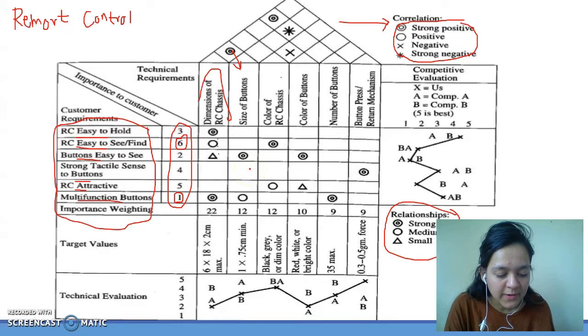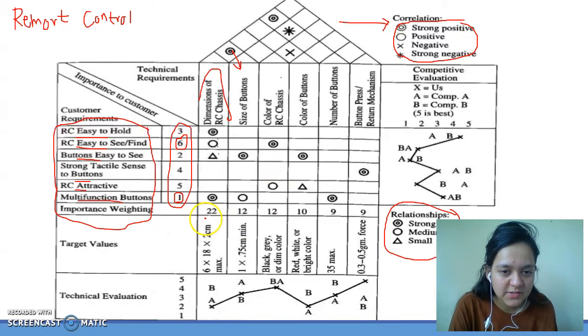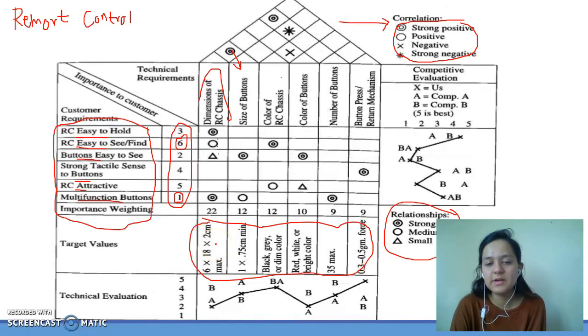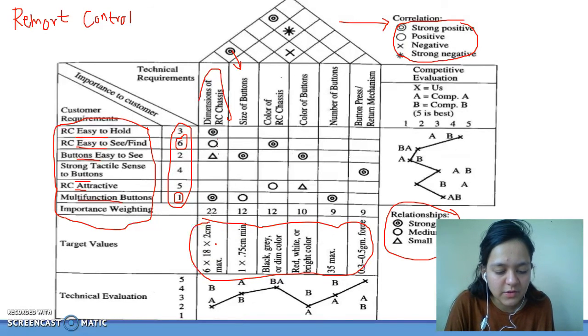Before we move on to that, target values. These are the numerical or qualitative descriptions shown in the basement of the house. As you can see, this is called the basement of the house. These numerical or qualitative descriptions are design targets set for the technical attributes. One target of the design, for example, is to keep the dimension of the remote control within 6 to 18 centimeters maximum. So all of this is telling you what the functions ought to be.